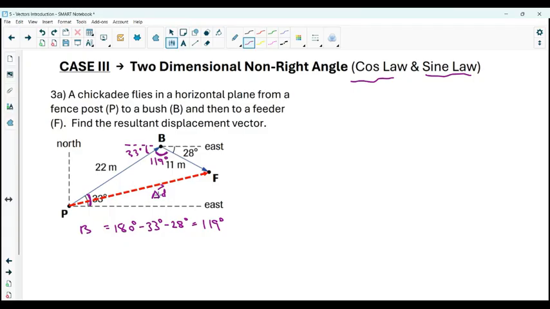Now we look at this and we say, which law are we going to use? Well, cosine law works when we know, let me get my highlighter out, a side, an angle, and then a side, right? Which we know: 22 meters, 119 degrees, 11 meters. So cosine law will work in that situation when we've got side, angle, side. So let's use our cosine law.